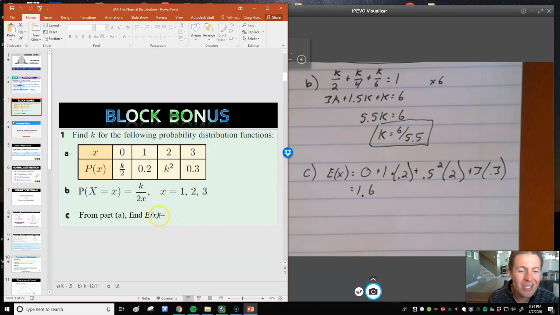The expected outcome, remember, this is the weighted values idea. So you have this probability of this score, this probability of this score, probability score, probability score. Remember, we multiply all these and add them all up, so it's the sum of the products. Well, 0 times whatever this is 0. 1 times that, 0.2. 2 times 0.5 squared, and then 3 times 0.3. Add all together, you should get 1.6. Okay, let's keep going.